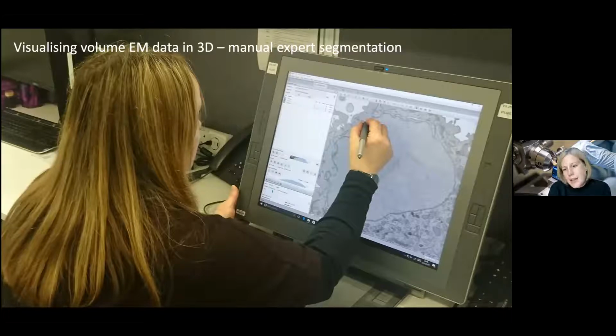So this is Anne in the lab, and she's using a touchscreen to draw around the nuclear envelope in a single image. To do that in a stack of around 200 to 400 images going through a single cell would take an expert a week.